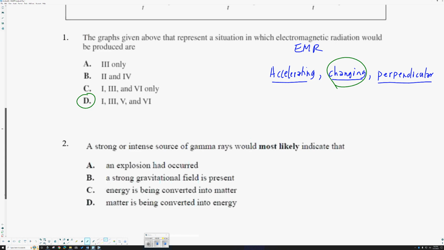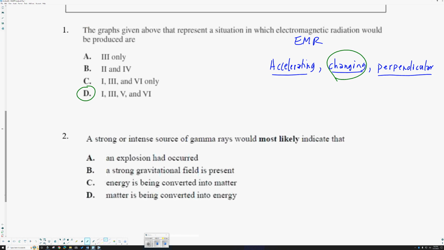2, a strong or intense source of gamma rays would most likely indicate, remember we learned that accelerating charged particles generate every type of EMR, but more specifically, we learned that nuclear decay or radioactive decay, matter being converted into energy, is the most likely source of gamma rays. Matter converted to energy is our answer for that one.